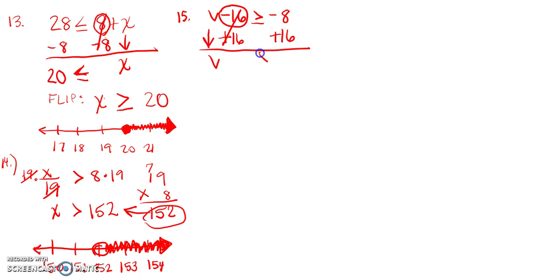Bring down my v. Bring down my sign. And negative 8 plus 16. Different signs, you subtract. So 16 minus 8 is 8. But I take the sign of my larger number, and the larger number is 16, so 8 is positive. So v is greater than or equal to 8. All right, so I'm going to graph this. Let's start at 6, 7, 8, 9, 10. Greater than or equal to means it's going to be a closed circle.